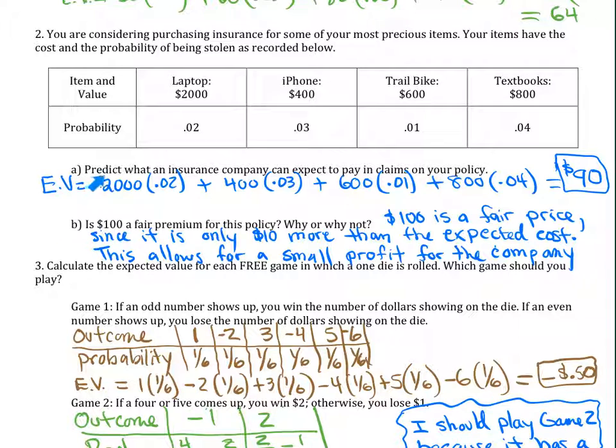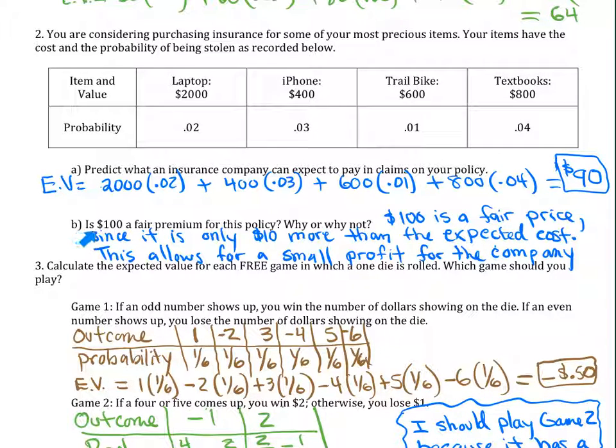So question A says, predict what an insurance company can expect to pay in claims on your policy. All right, so for the expected value, we take the value amount times its probability. So 2,000 times 0.02 plus 400 times 0.03 plus 600 times 0.01 plus 800 times 0.04, and then when you multiply and add, that gives you $90. So that is what the insurance company would expect to pay on this claim.